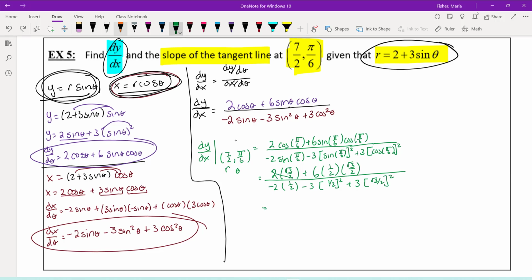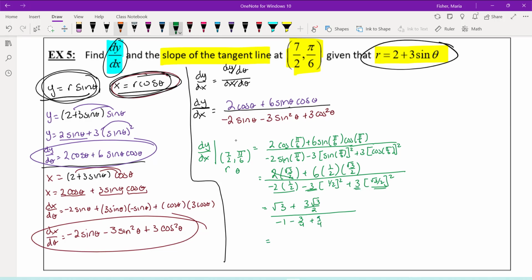If I keep going, these 2's cancel, and that's the square root of 3. And then here, 6 times a half times another half is 6 over 4, and that's going to reduce to 3 over 2. So this becomes 3 square roots of 3 over 2. Down here, this is negative 1. A half squared is a fourth times negative 3 is minus 3 over 4. And then root 3 over 2 squared is 3 over 4 times 3 is plus 9 over 4.